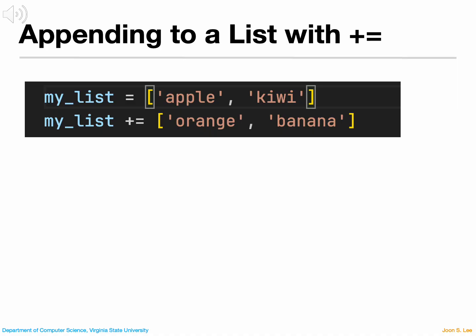Then, instead of calling append twice, we just use the += operator with another list, orange and banana. Python reads this as, take the original list and add these new elements to the end. After that line runs, my_list becomes apple, kiwi, orange, banana.